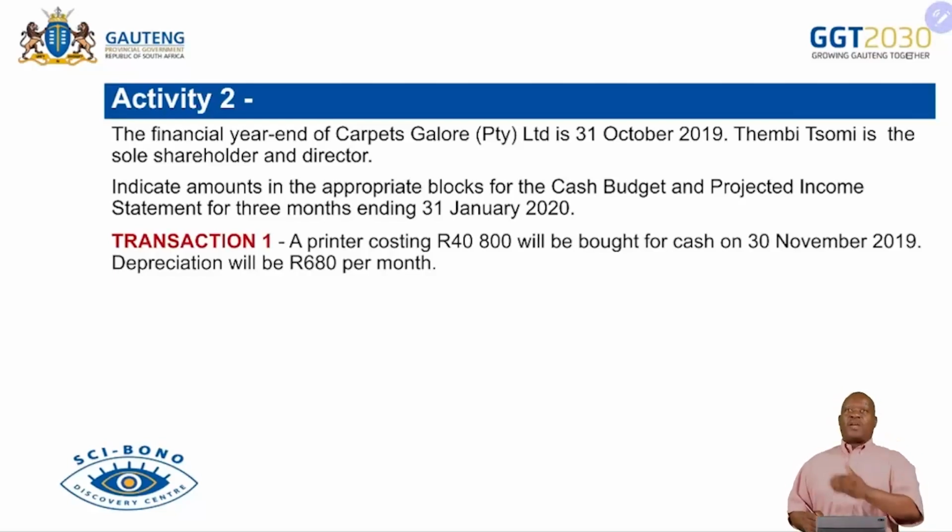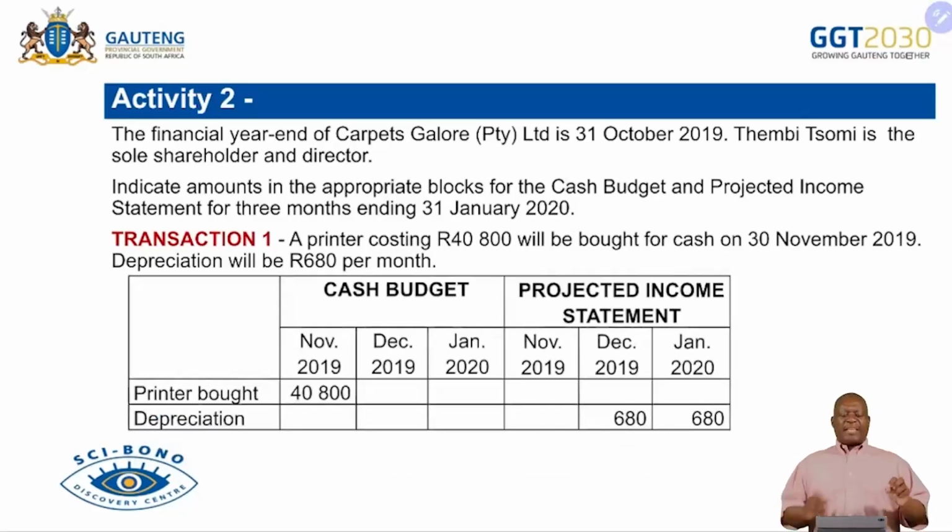Is cash moving? Yes, it goes to the cash budget. No problem about that, right? But is that 40,800 going to affect our projected income statement? The question is, is the 40,800 an income or is it an expense? It's not income, it's not an expense, so it's not going to affect our projected income statement.